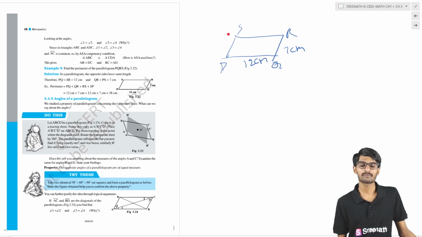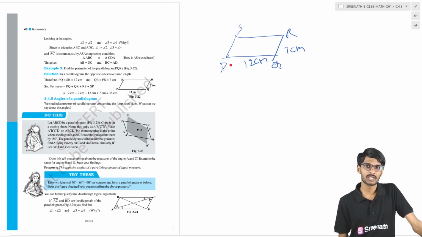So basically, what is the perimeter? Perimeter is the whole measurement. So perimeter is nothing but the whole measure. So PQ plus QR plus RS plus SP gives us the perimeter. Okay, students. So PQ is 12, plus QR is 7, plus how much is this? What is the value of RS?